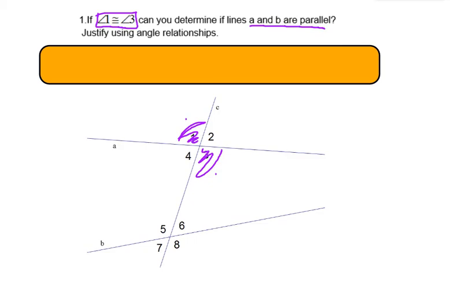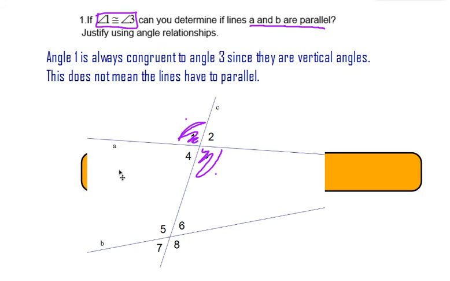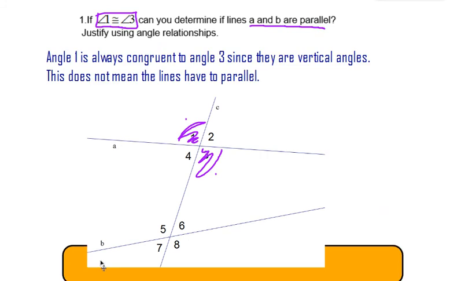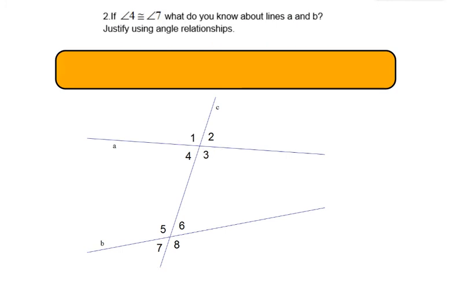So the answer to the question is that angle 1 is always congruent to angle 3 since they're vertical angles. This does not mean that the lines have to be parallel. Problem 2 says that angle 4 is congruent to angle 7. So this angle here is congruent to this one right here, and we're asked, what do we know about lines A and B?